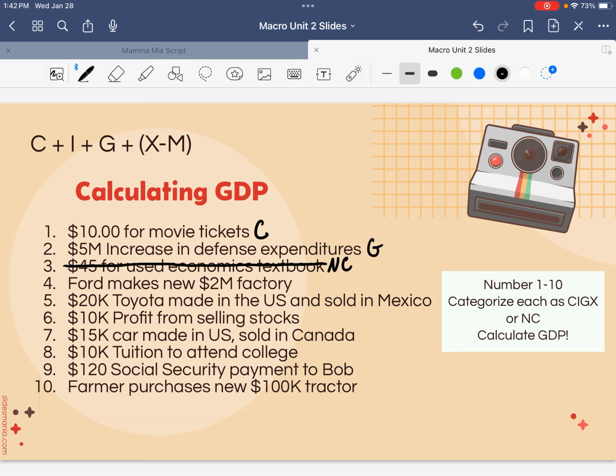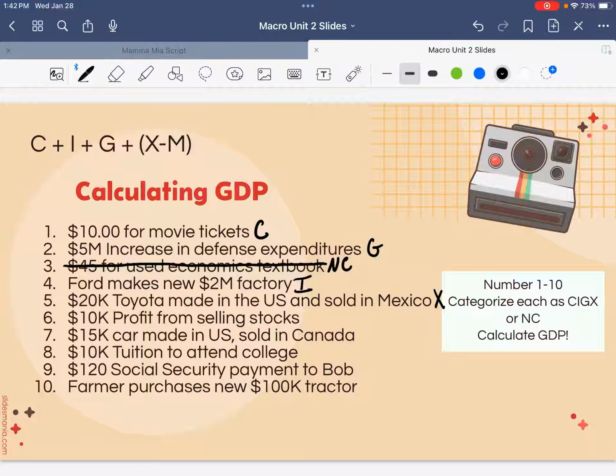All right. Ford builds a new factory. We're going to assume all this is happening in the United States. That factory is a giant building full of robots. This is business investment. So we're going to count it as I. All right, $20K Toyota made in the U.S. and sold in Mexico. It's made here and sold elsewhere. That is an export.